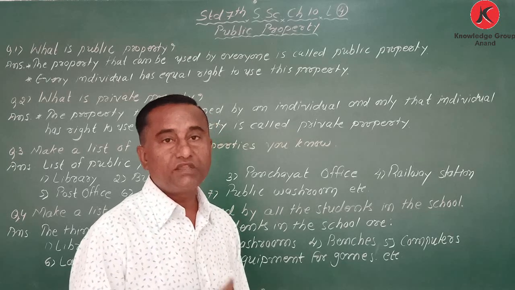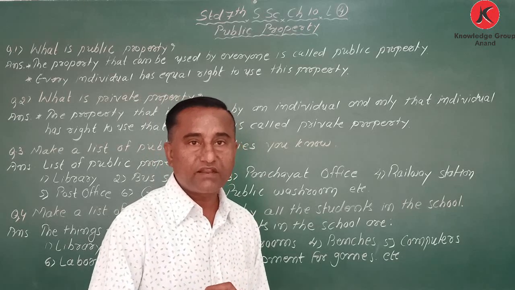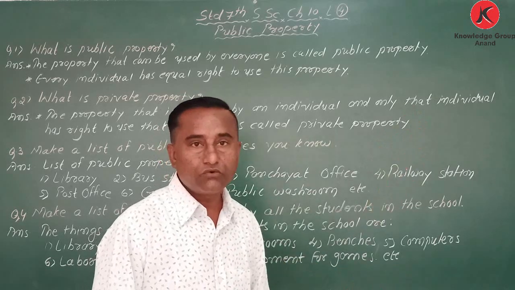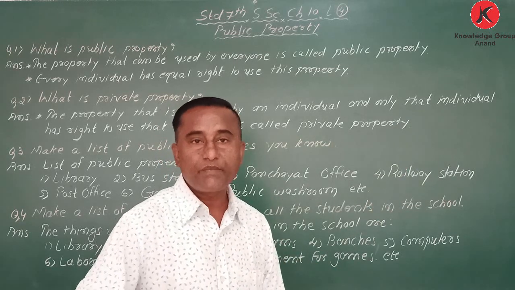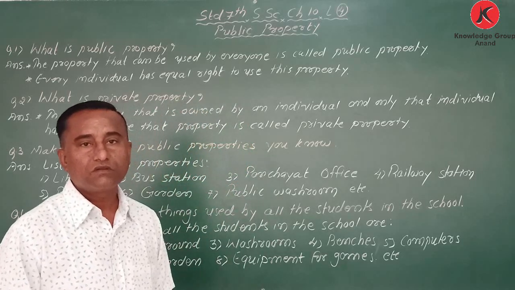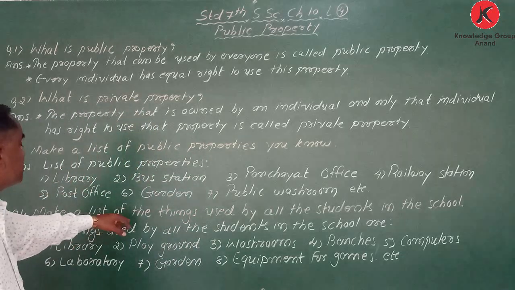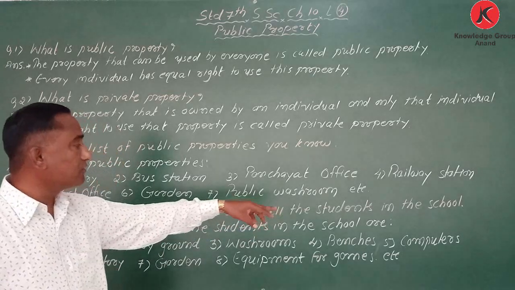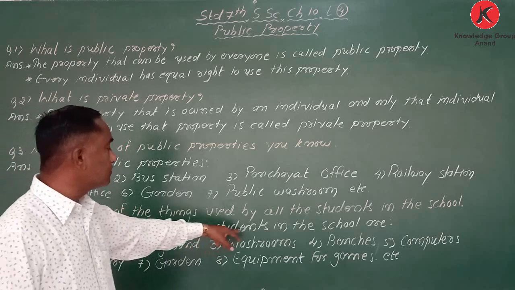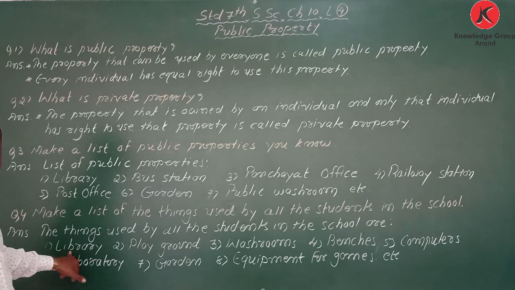We don't do that in our home. At home, do we write our name on a bench or on a table or on a wall? We don't do that at home, and we are damaging the school wall or benches. That is not good. It doesn't look good at all. So make a list of the things used by all the students in the school. The things used by all the students in the school are: number one, the school library.